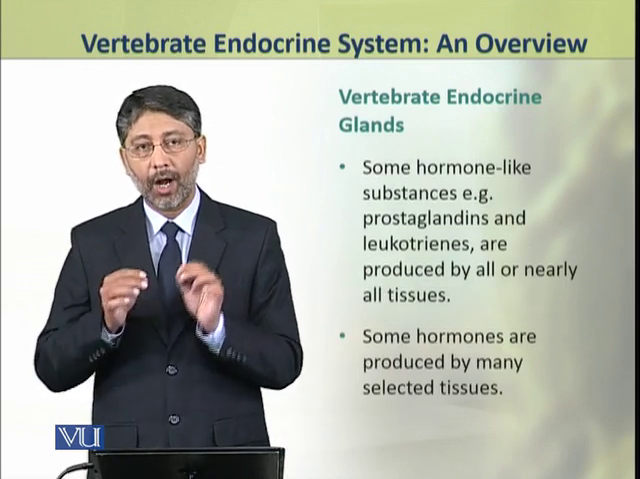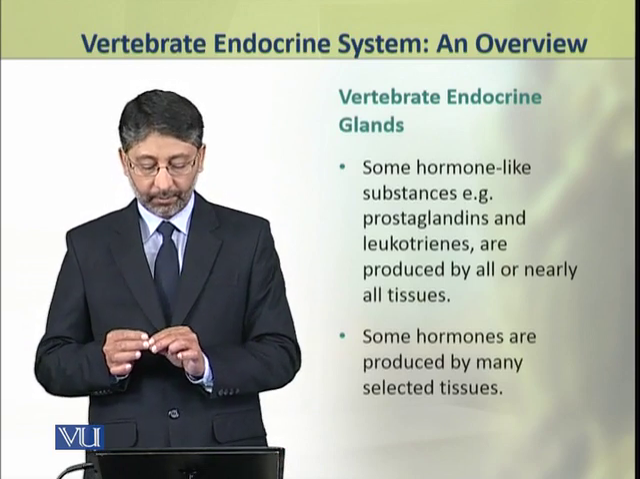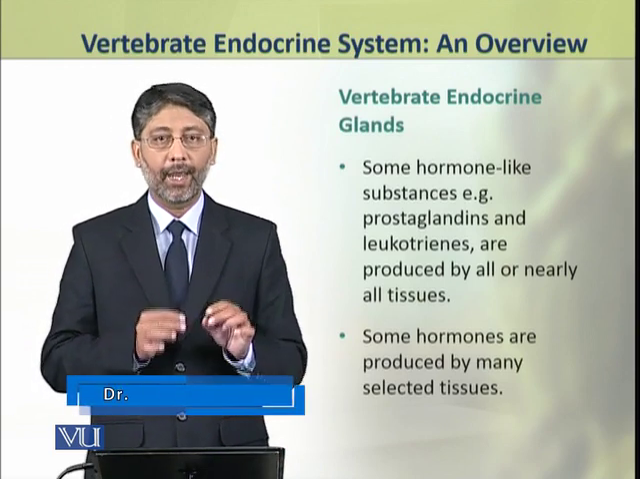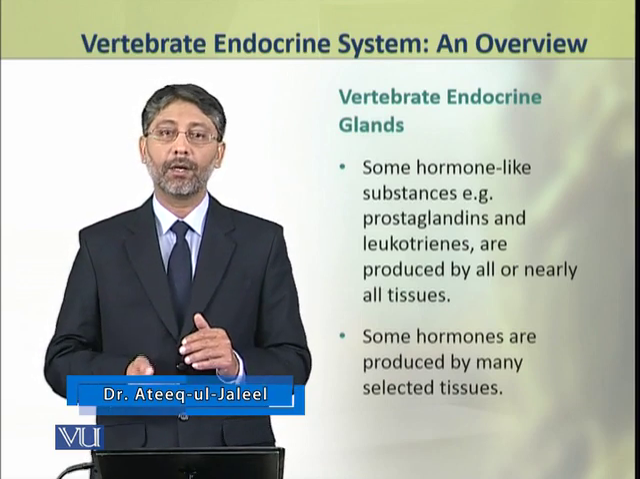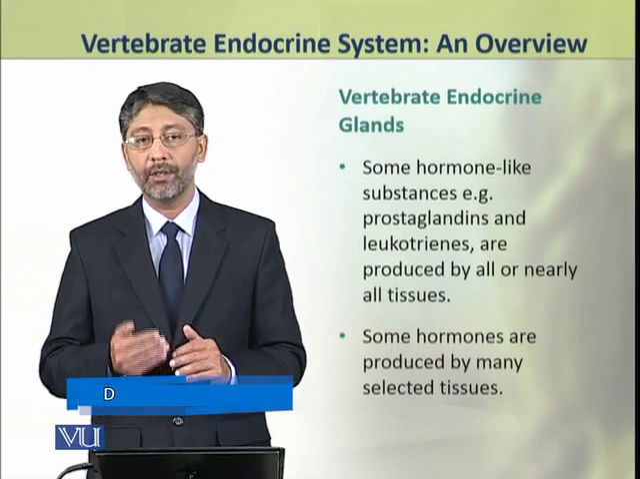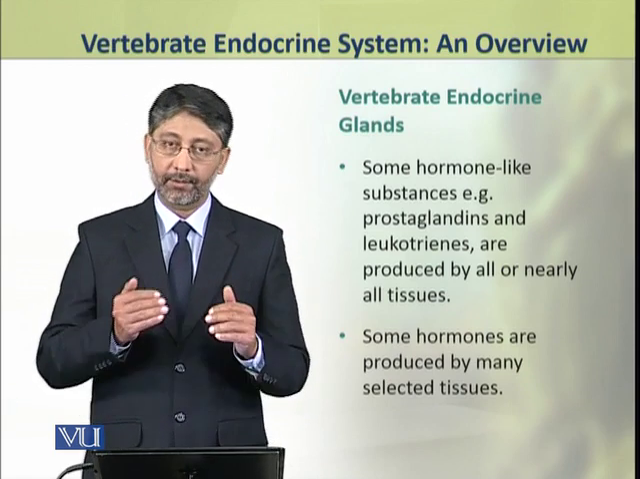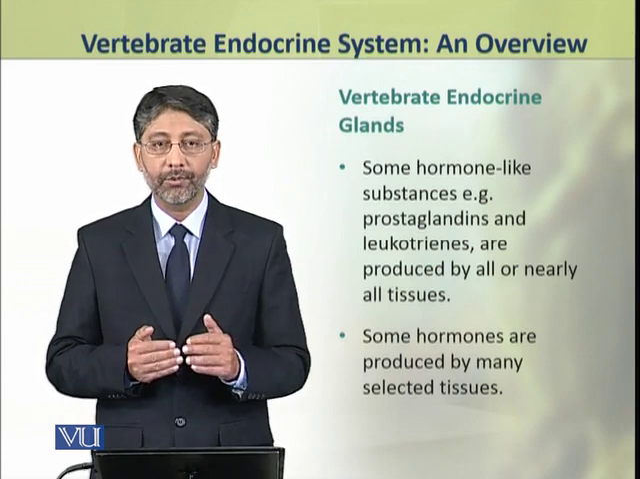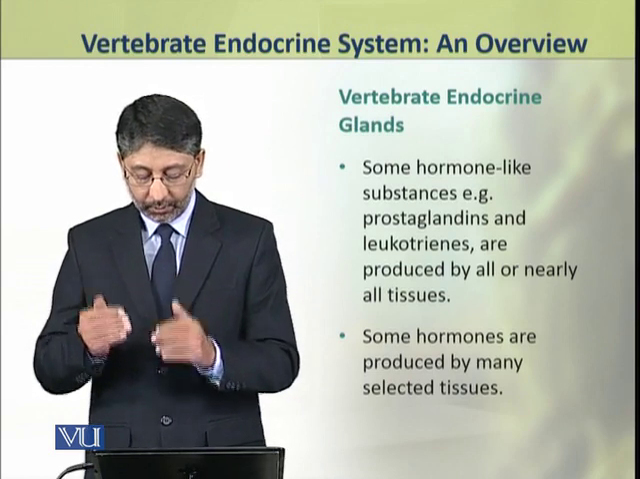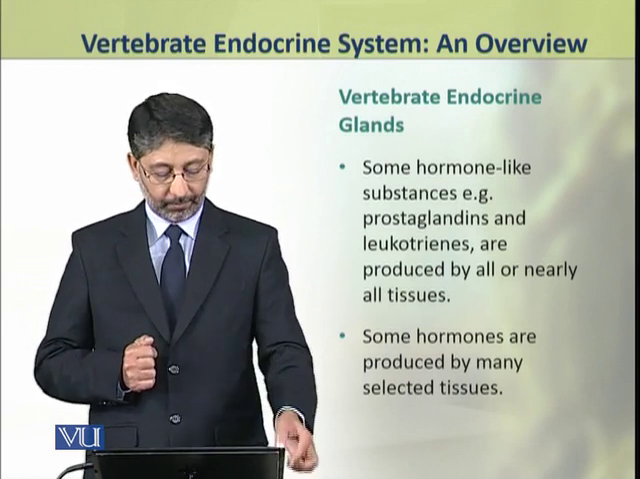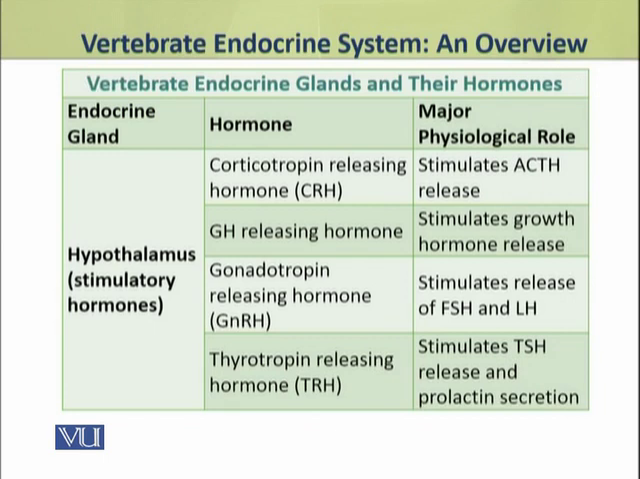However, some hormone-like substances, for example, prostaglandins and leukotrienes, are produced by most or all tissues of the body. And some hormones are produced by more than one specific tissue of the body. We shall take an overview of the vertebrate endocrine glands and the hormones which they produce.